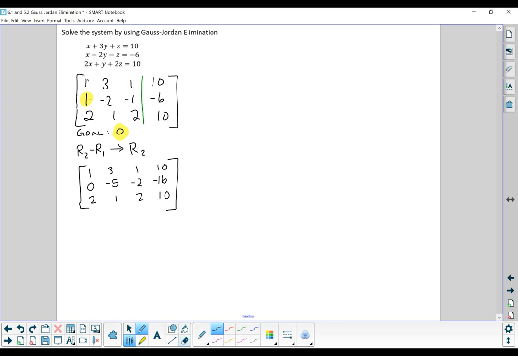Sometimes people will say that your next step is to get a 1 here, but I prefer not to do that, especially if I can see that that's going to give me a fraction. To get a 1 here, I would have to divide by -5, which would give me 2/5 here. I try to avoid fractions at all costs when I'm working with matrices because they just introduce a whole other element of possible errors to the situation. Okay, so my next goal is going to be to get a 0 here.